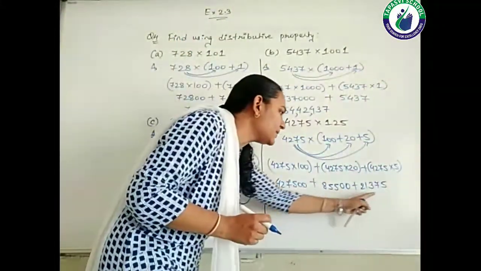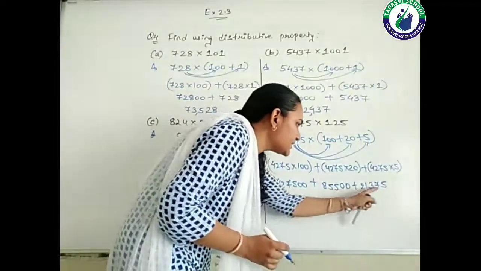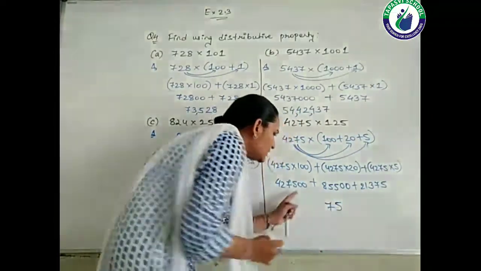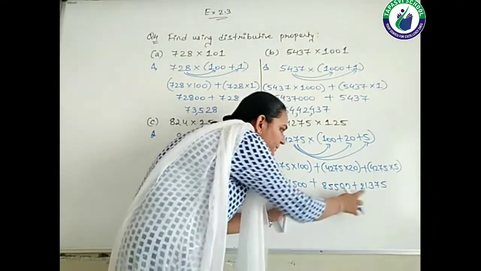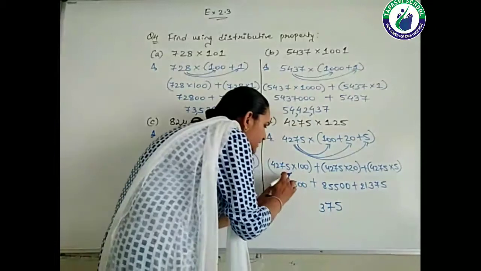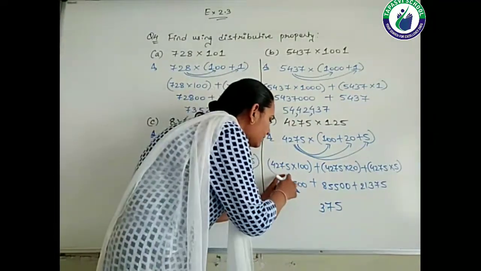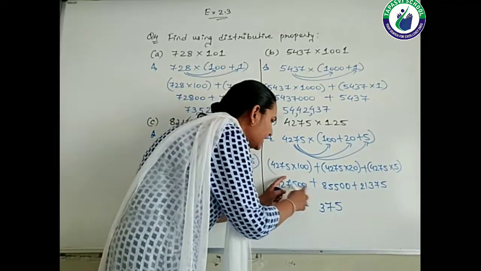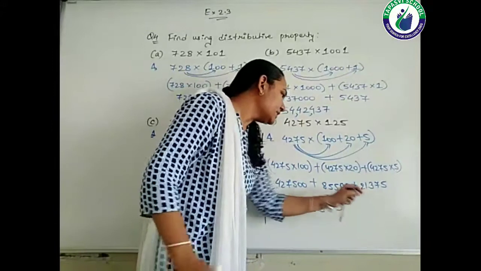0 plus 0 plus 5, so it is 5. 0 plus 0 plus 7, so it is 7. 5 plus 5, 10, right? 5 plus 5, 10 plus 3, 13. So 1 is in the carry, right? So 1 plus 7, it is 8. 8 plus 5, it is 13. And 13 plus 1, it is 14.